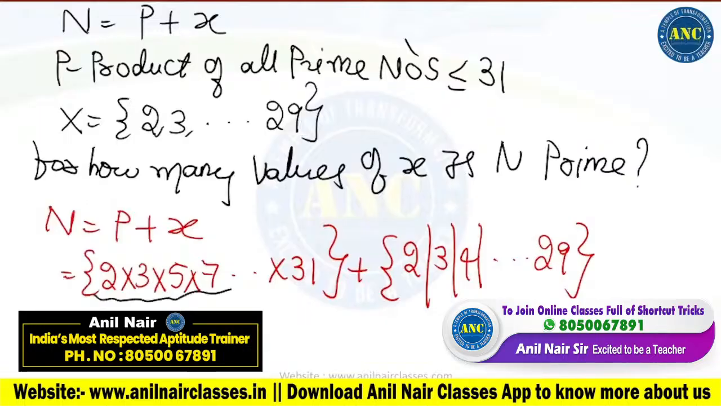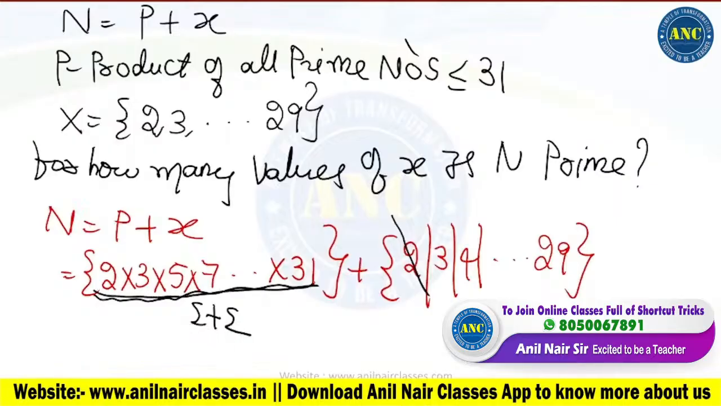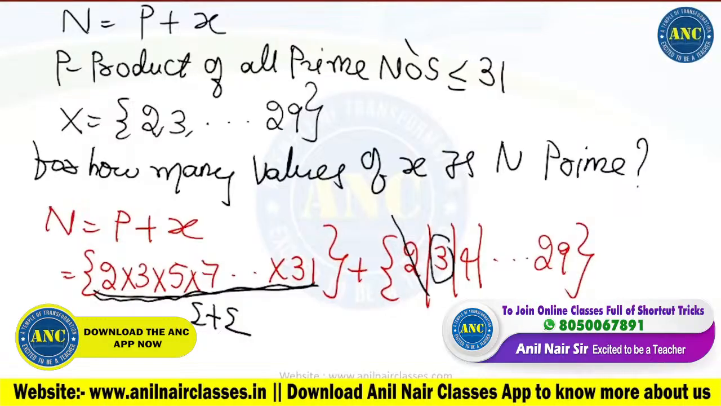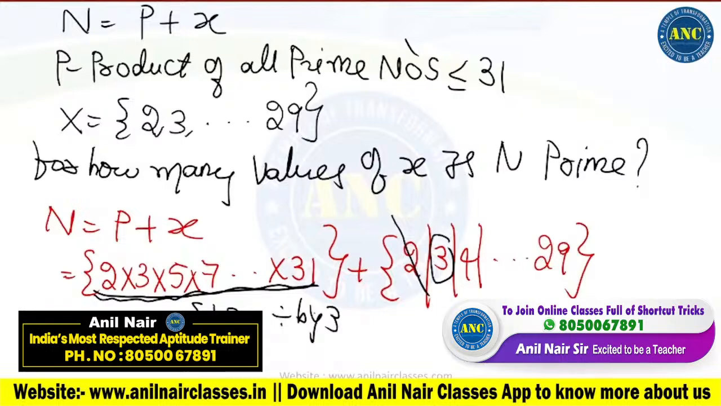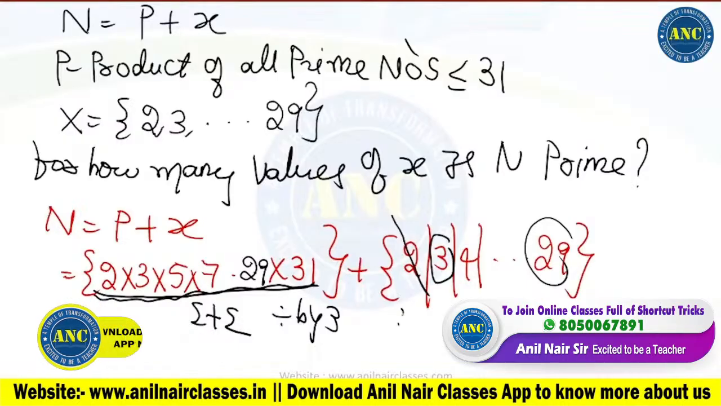See here, P is divisible by 2, and 2 is divisible by 2. Even plus even is an even number. Any even number other than 2 cannot be a prime number. P is divisible by 3, and 3 is divisible by 3, so the answer will be divisible by 3. Next, 4 is an even number, so the answer will be divisible by an even number. This is 29. Here also 29 is present. P is divisible by 29, and 29 is again divisible by 29.